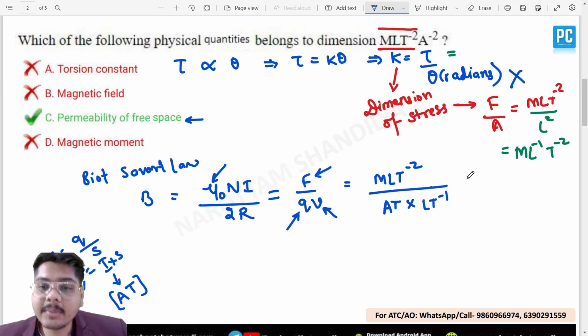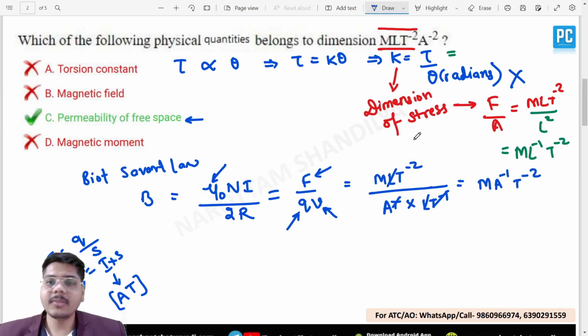So what exactly will it become? L and L will get cancelled out, and T with T minus 1 and this one, so it is M A minus 1 T minus 2. So again it is not satisfying, so this will also be the wrong answer.